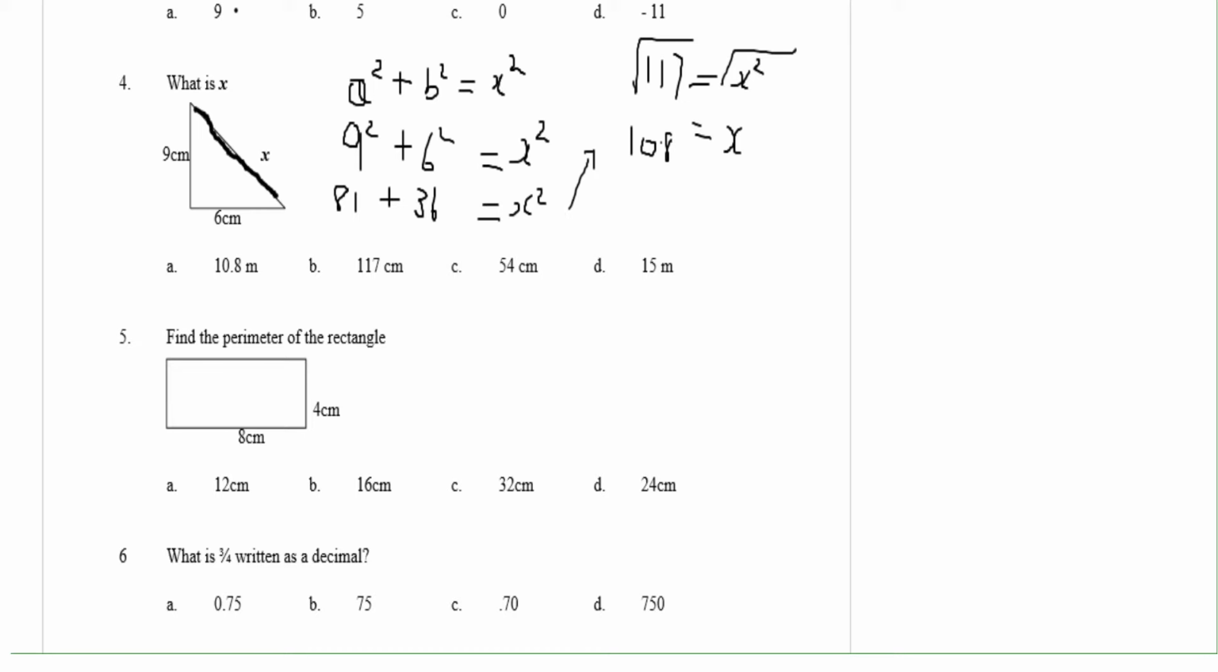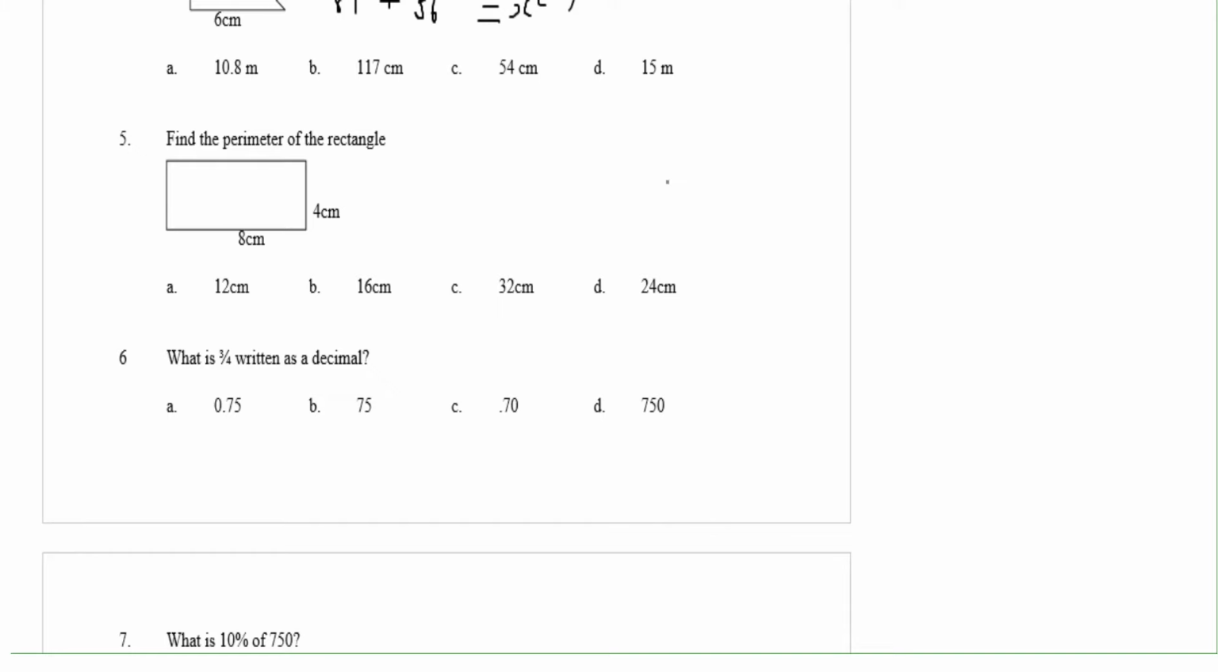And the next question now says, find the perimeter of the rectangle. We know that this side is 4, so this side will be 4, and this side is 8, so this side is 8. So basically the two long sides are the same length, and the two short sides are the same length. So you have to add up all the sides, so it's 4 plus 4 plus 8 plus 8, and that gives you 24.